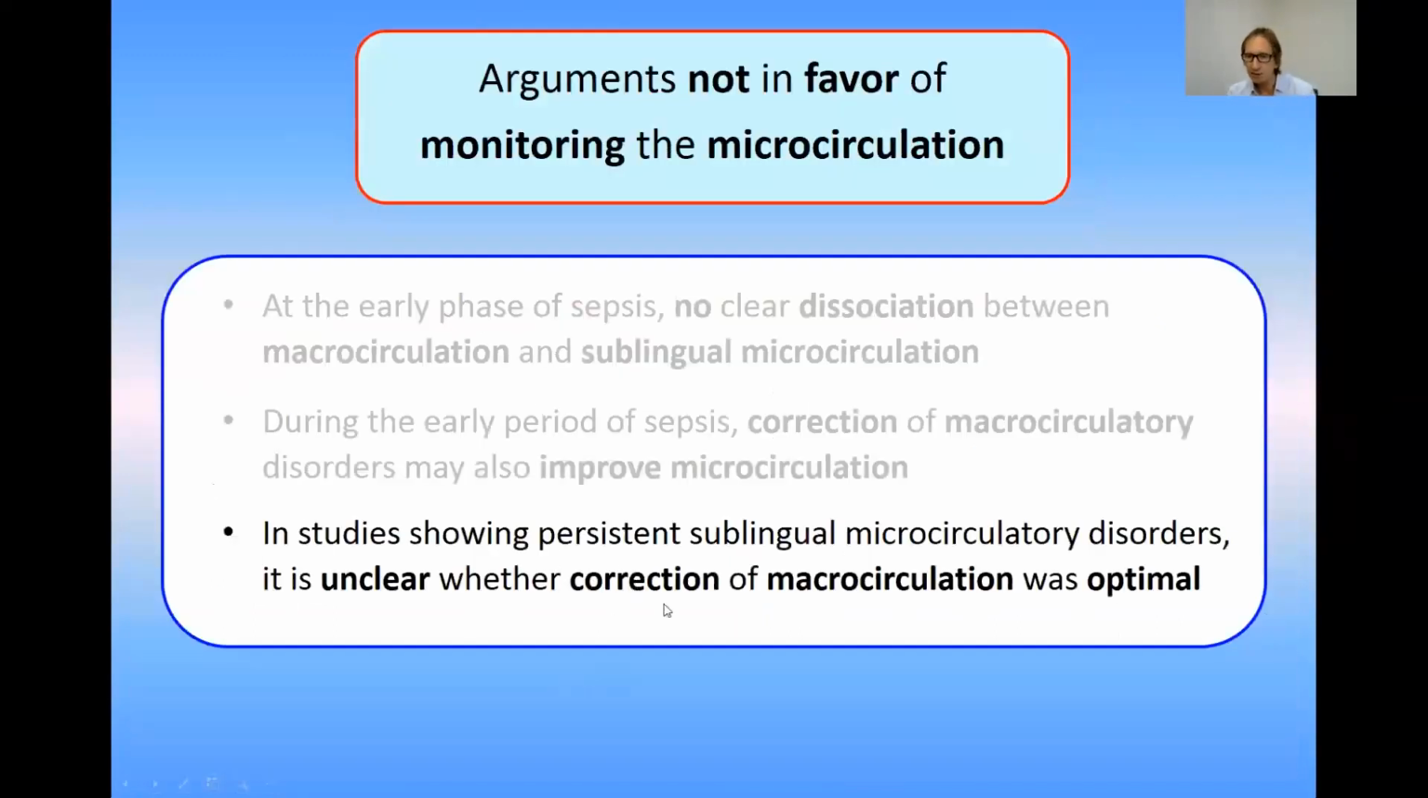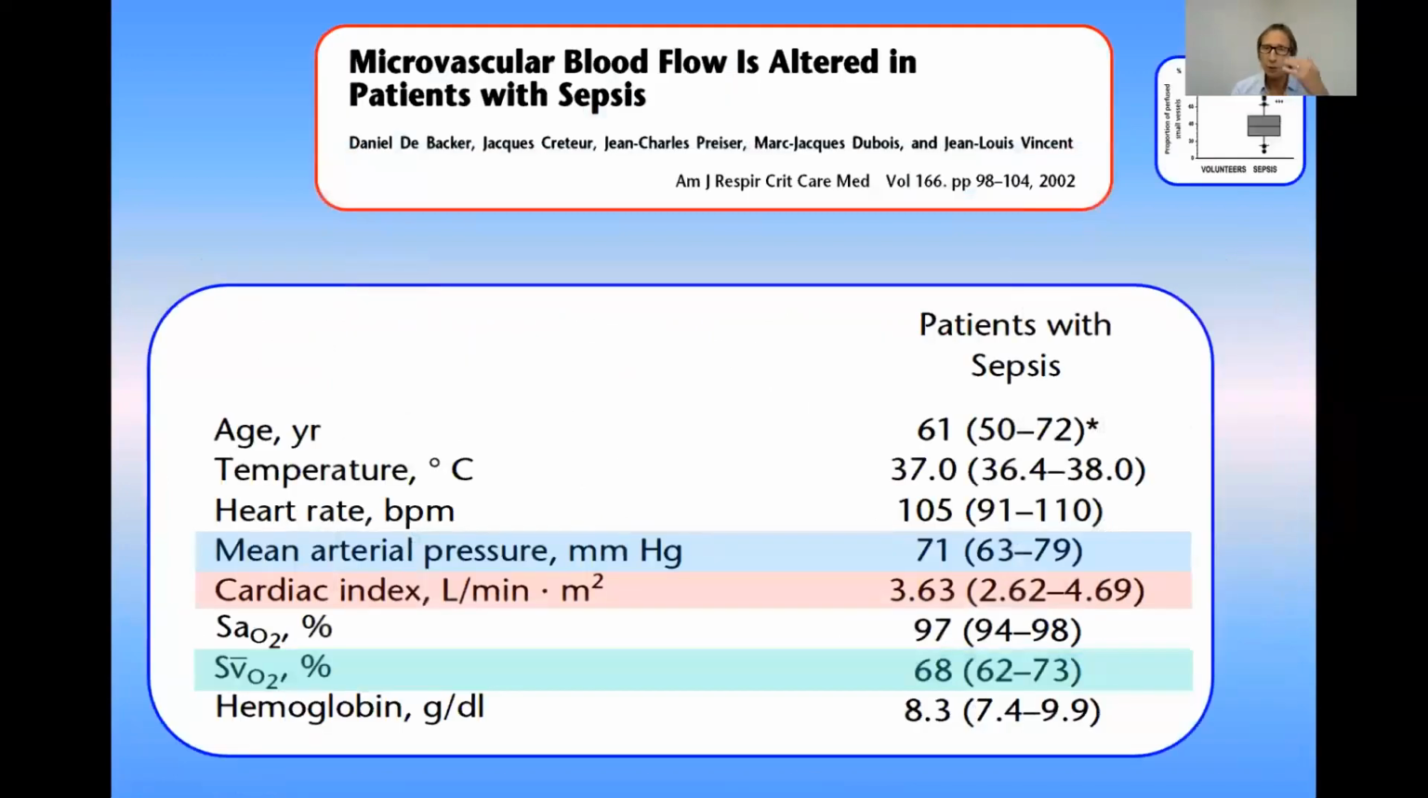Also, in studies showing persistent sublingual microcirculatory disorders, it is unclear whether correction of macrocirculation was optimal. Let's remember the study by Daniel De Backer, showing that correction of the systemic blood flow variables was not associated with correction of microcirculation disorders. In fact, when we look at the variables obtained after resuscitation, we can ask the question if these variables are optimal. 71 maybe is not enough, in particular in patients with chronic hypertension.